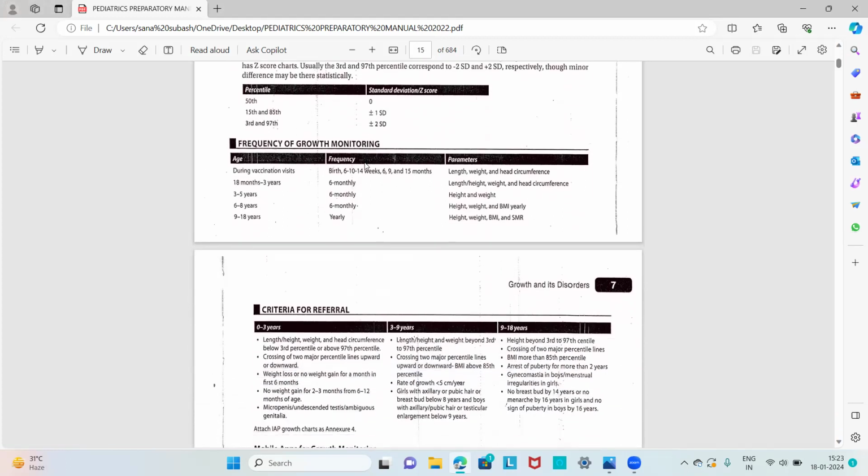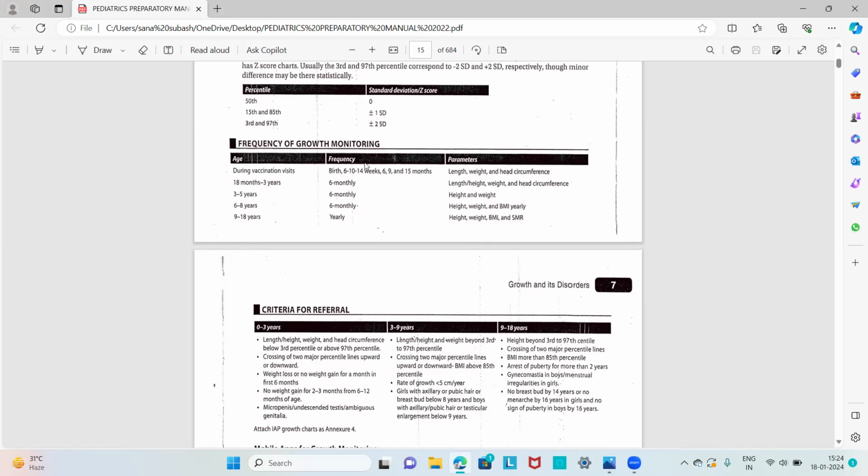Then, how often will we monitor growth in a child? During the vaccination visits, that is at birth, 6, 10, 14 weeks, and 6, 9, and 15 months of age, we have to assess the length, weight, and head circumference. From 18 months to 3 years of age, we have to assess the length or height, weight, and head circumference 6 monthly. During 3 to 5 years of age, we have to assess the height and weight 6 monthly. During 6 to 8 years of age, 6 monthly, we have to assess the height and weight, and BMI yearly. And from 9 to 18 years of age, yearly, we have to assess height, weight, BMI, and sexual maturity rating. So these are the frequencies of growth monitoring in the child.